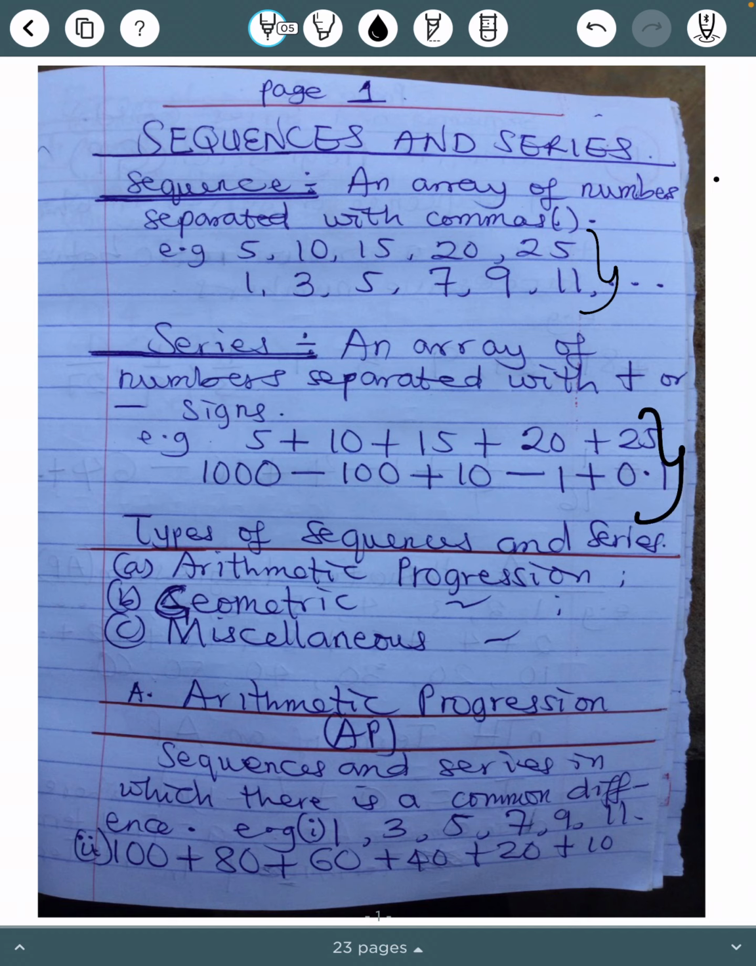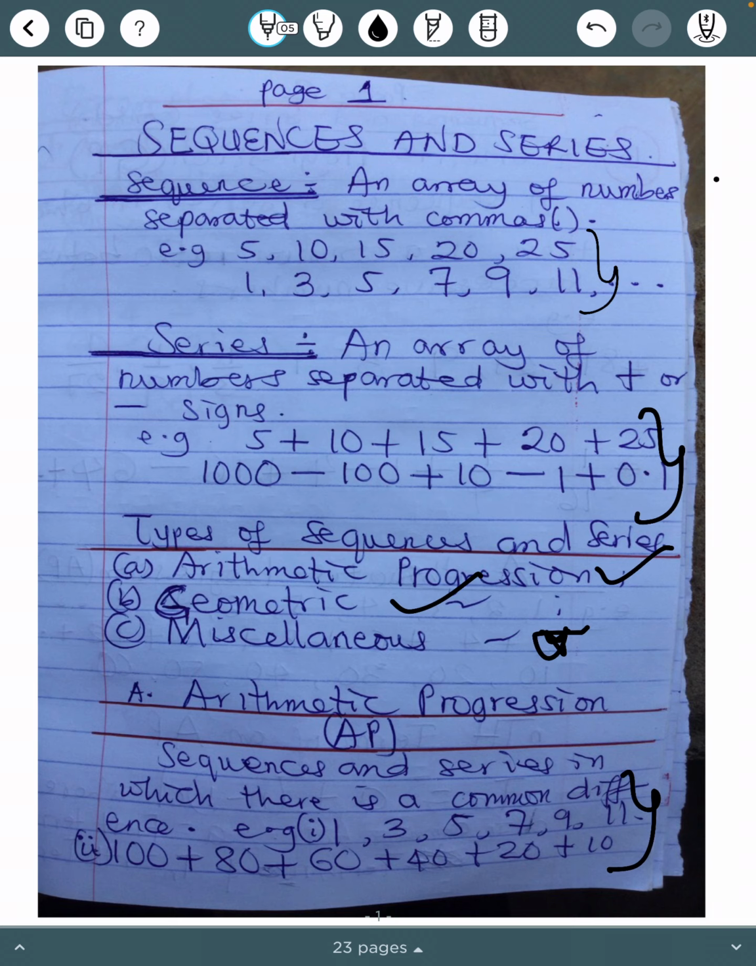Now, there are different types of sequences and series or progressions. We also call sequences and series progressions. We have arithmetic progression, we have geometric progression, we have miscellaneous progressions, those that don't look like arithmetic or geometric progressions. Now, arithmetic progressions. An arithmetic progression is a sequence or series in which there's a common difference.